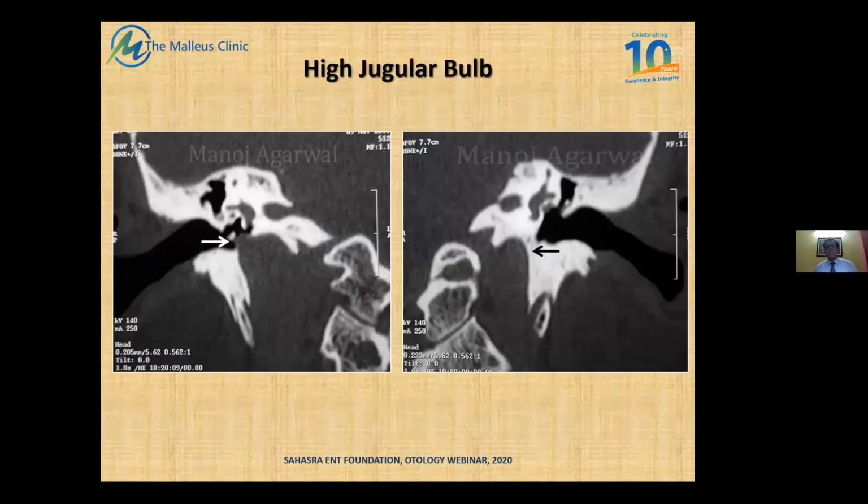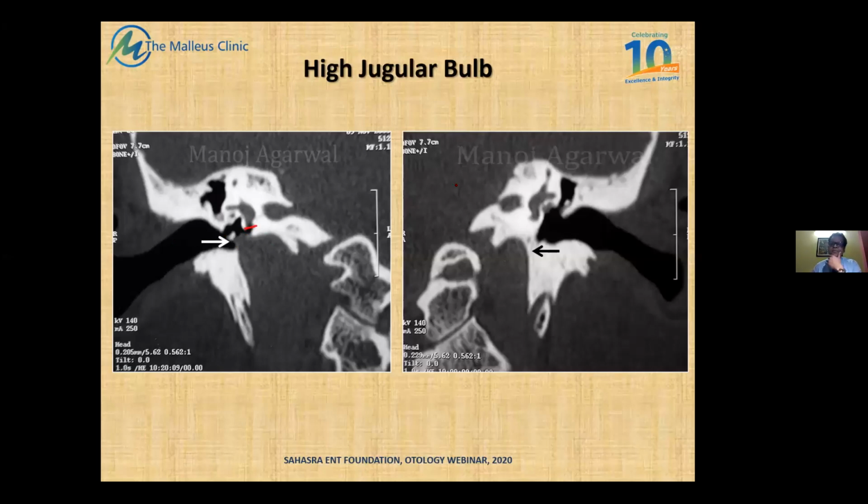Okay, from an anterior and dehiscent jugular bulb, sigmoid, lateral sinus, we come to a high jugular bulb. Now, there is definitely a definition for a high jugular bulb. A jugular bulb is considered to be high if it comes in close proximity to the round window.